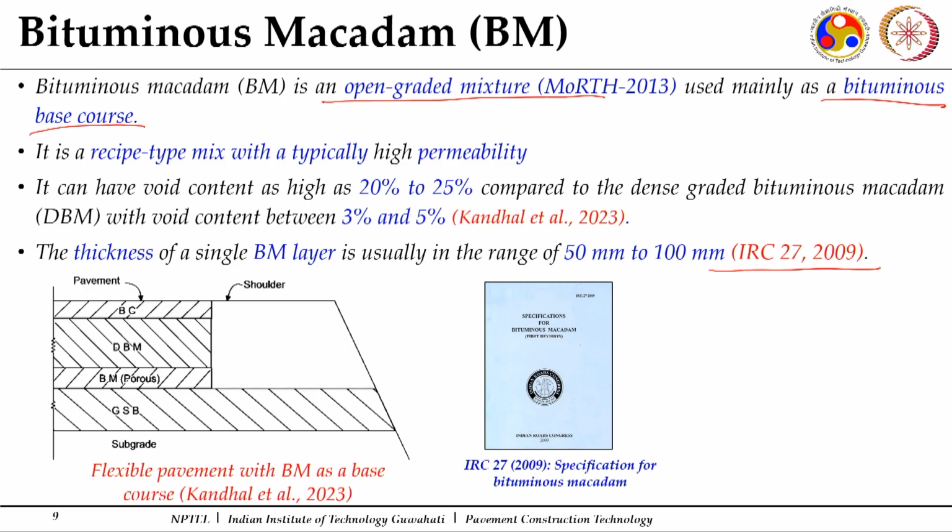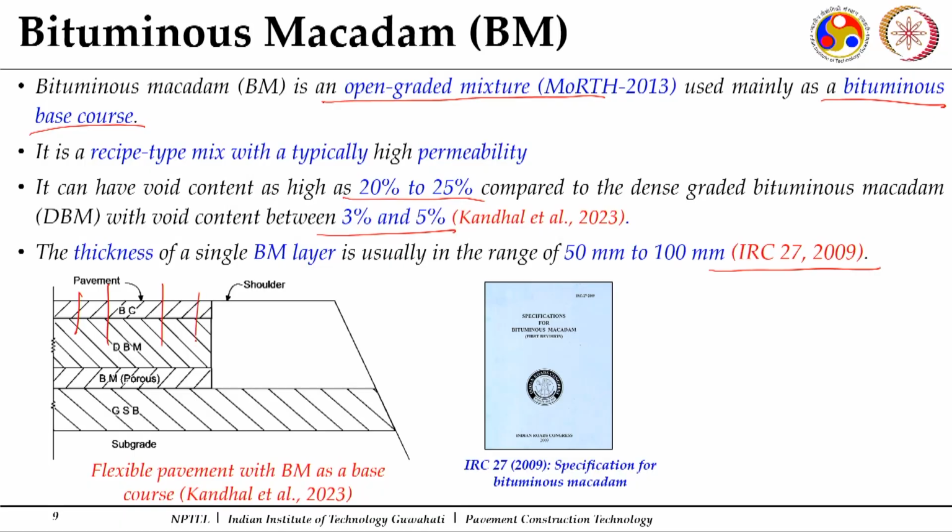Now, once the mix is prepared, what range of air voids do we typically expect? Once the compacted mix is there in the field, a dense bituminous macadam mix or a dense bituminous concrete mix may have air voids in the range of 3 to 5%. On the other hand, the bituminous macadam mix can have voids in the range of 20 to 25%, which is quite high. This high range of air voids makes these mixes permeable to water.